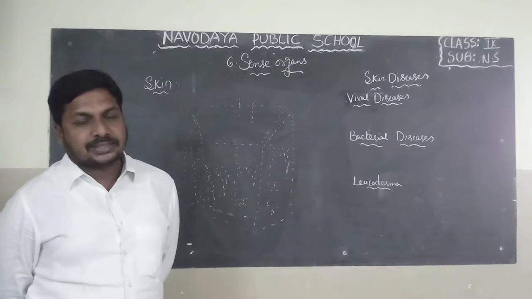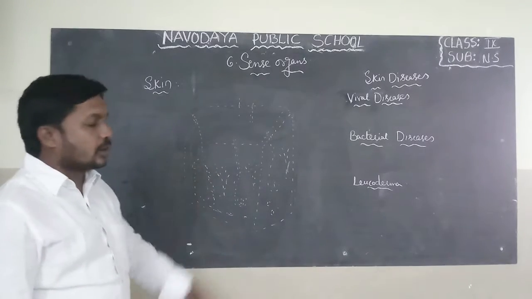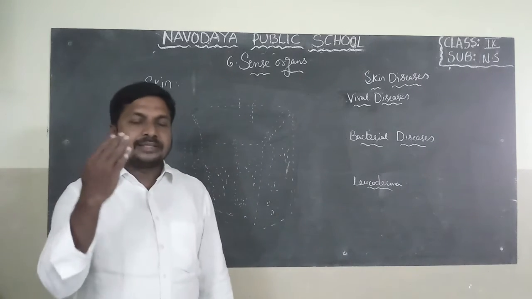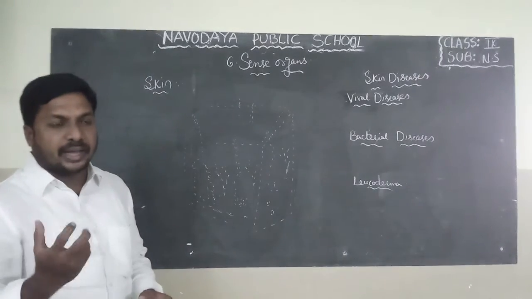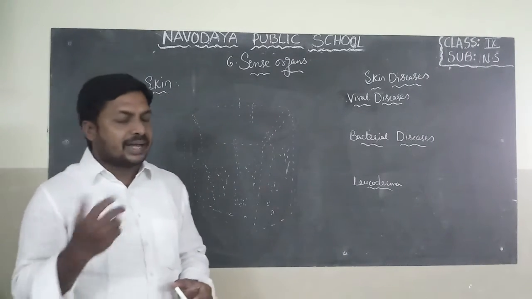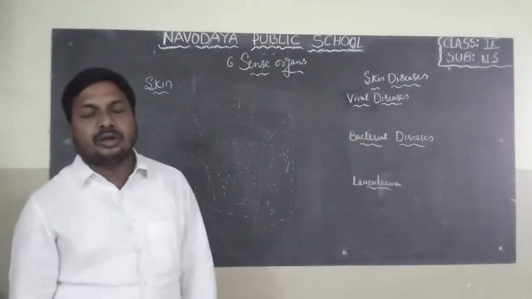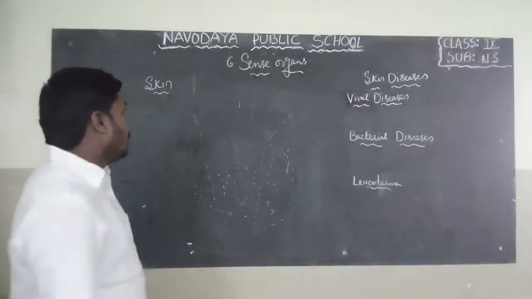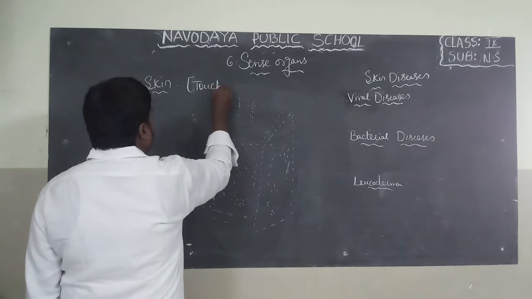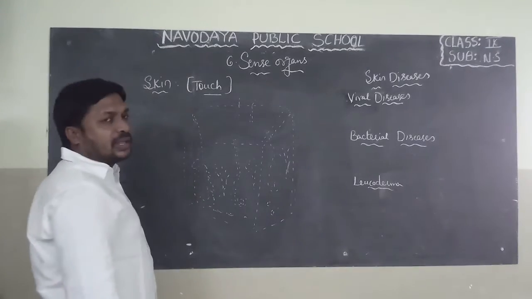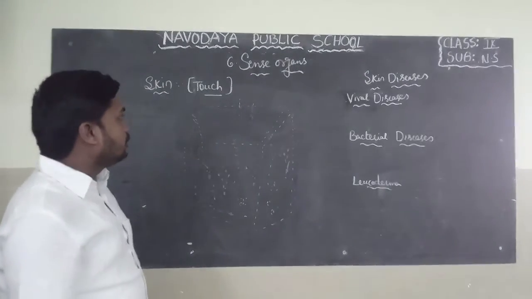In the previous class I completed the tongue topic in sense organs. Four sense organs we learned in previous classes, that is eye, ear, nose, tongue. Now I will explain about the last sense organ, that is skin. We know that skin is helpful for touch. We feel the cool breeze with the help of skin by touching.